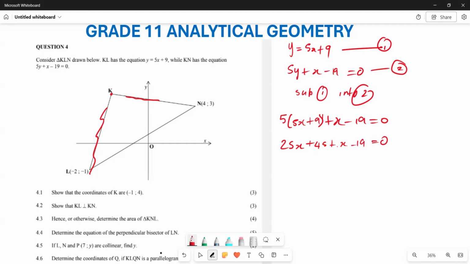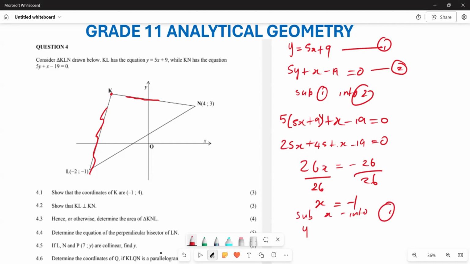Then now we are going to group our like terms. Now 25x plus x is going to give you 26x, then you're having here 45 subtract 19, which is the same as 26. So this is going to be equal to negative 26 when you take this side. So you are dividing by 26 here, divide by 26 here. So the value of your x that you are going to find is going to be equal to -1 altogether. As soon as you are done with that, you are going to substitute your x into equation number 1.